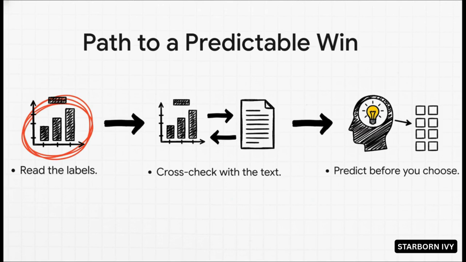Number 1, read the labels. Number 2, cross-check with the text. And number 3, predict your answer before you choose.